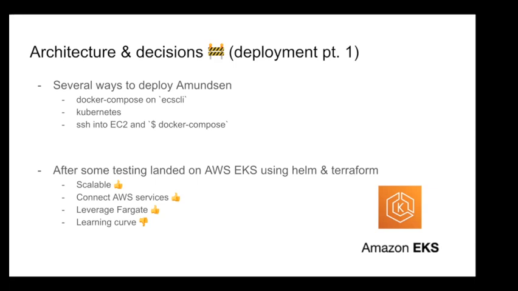manage the resources. So yeah, there were some pros and cons of this approach, just like any of them, but the pros outweighed the cons for us here. So first off, it was scalable right out of the box. We could use auto scaling in EKS to manage our different pods based on traffic. We were able to connect different AWS services very easily. We could leverage Fargate, which is Amazon's serverless container offering.